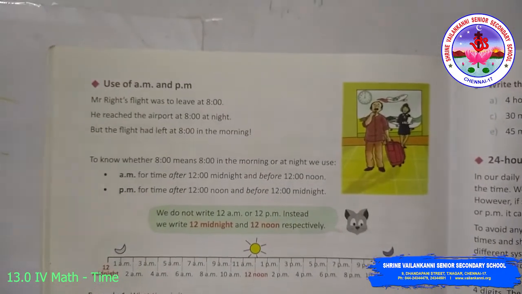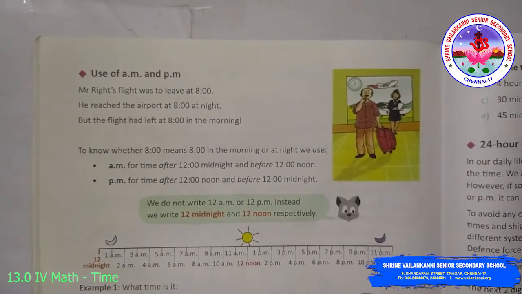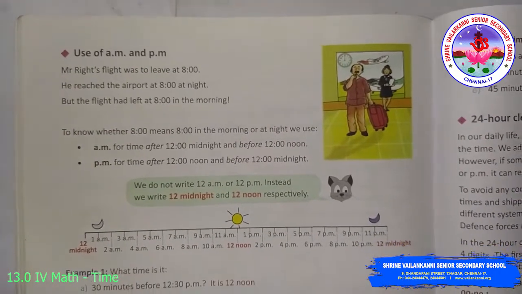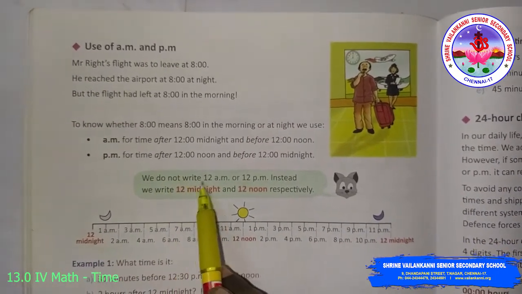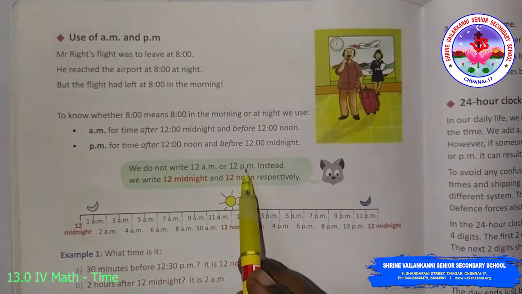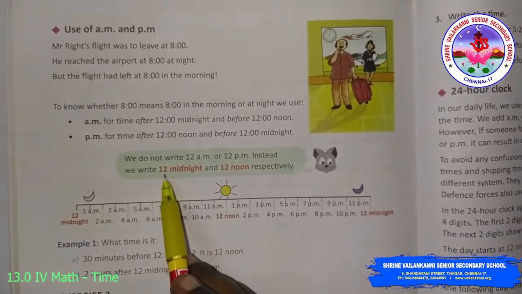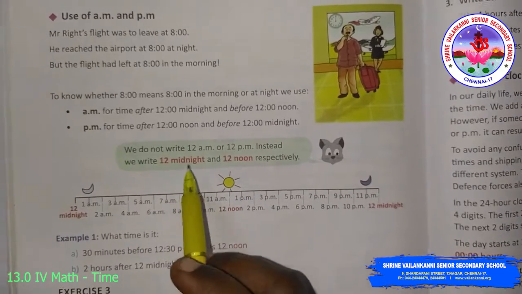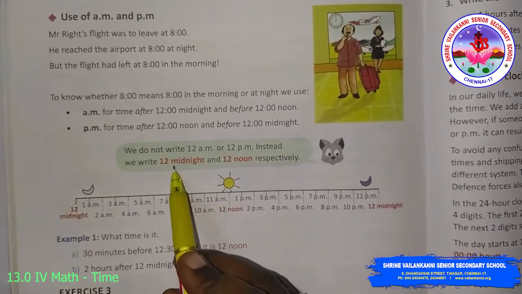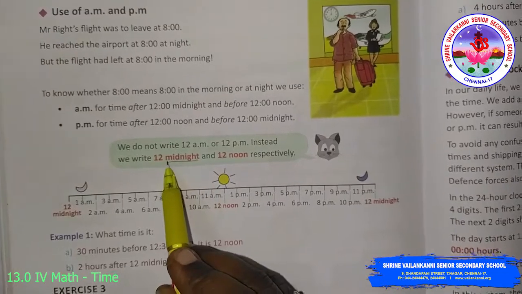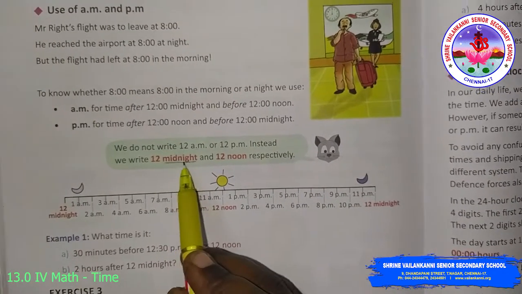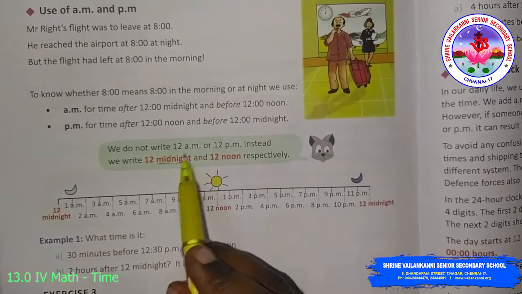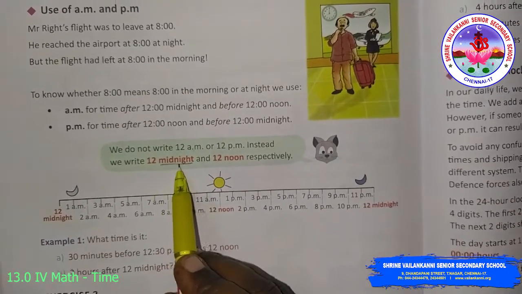So next we are going to see the use of AM and PM. So we are going to see where to use AM and where to use PM. So here we do not write 12 a.m. or 12 p.m. Instead we write 12 midnight and 12 noon respectively. So 12 a.m. means midnight. In the midnight you will sleep, no? That is 12 a.m. So usually you will not write 12 a.m. Instead you will be writing midnight.